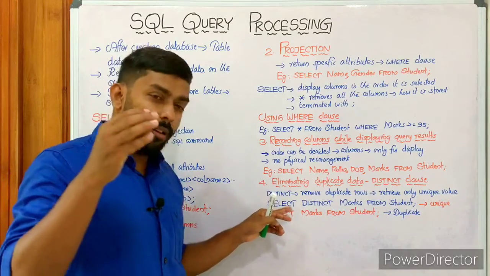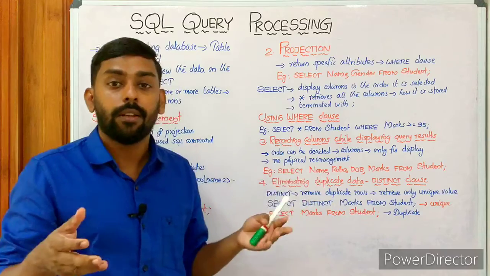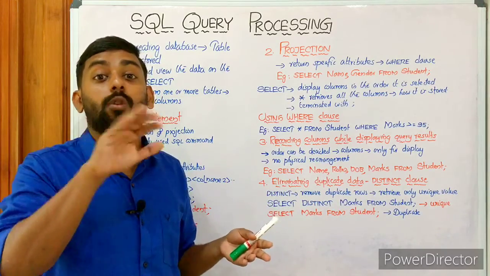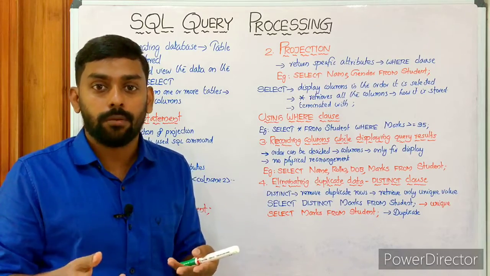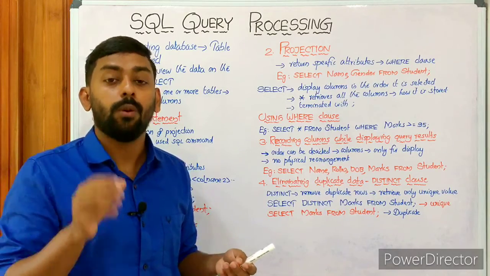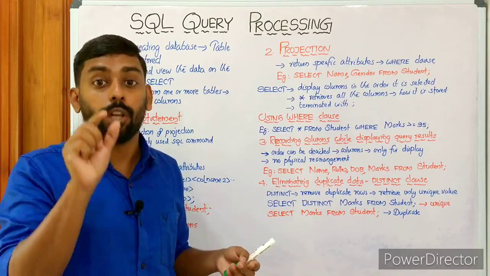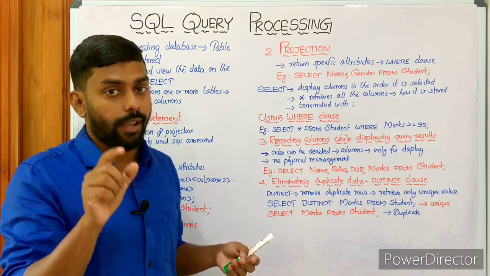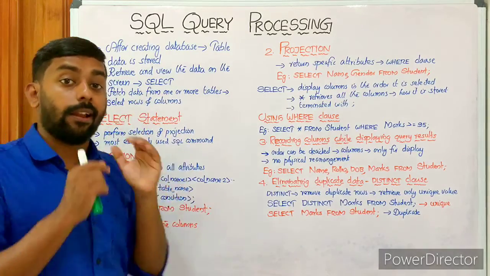But for example, select distinct marks from student may print only 10 rows, because the others will be duplicate values, right? It will not go for duplicate values. It prints distinct or unique values. Hope you get the idea. So these are the different ways to apply the select command.